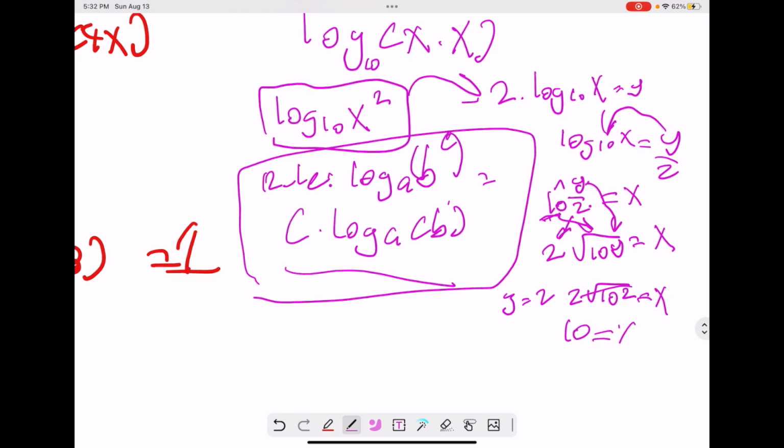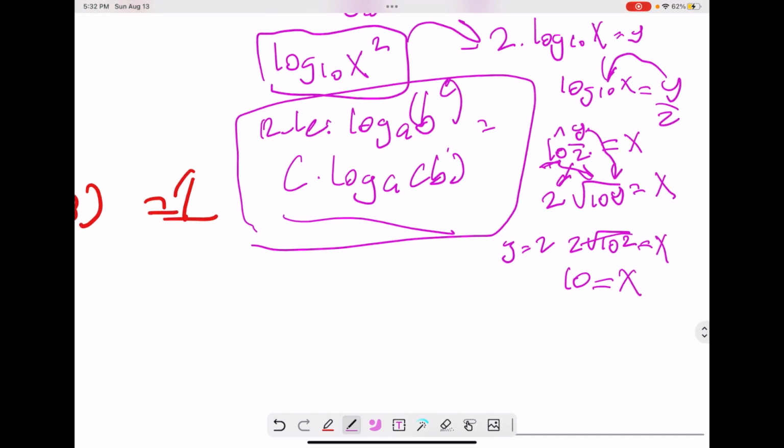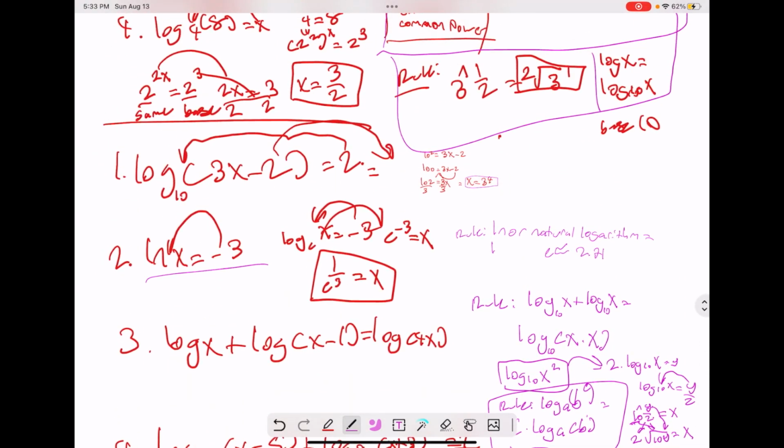So 10 equals x. And you can even prove this by working out the equation. So we get 2, and then 10 to the power of 2 is 100. So the square root of 100 is equal to 10. So we still get 10 equals x. Okay, that was a lot. That was the quiz.